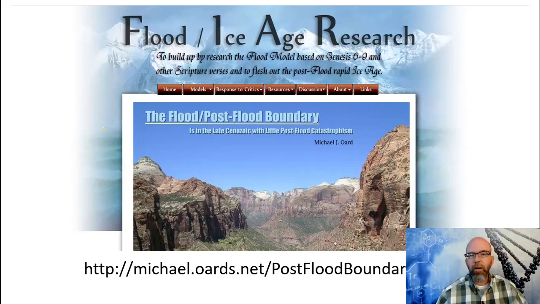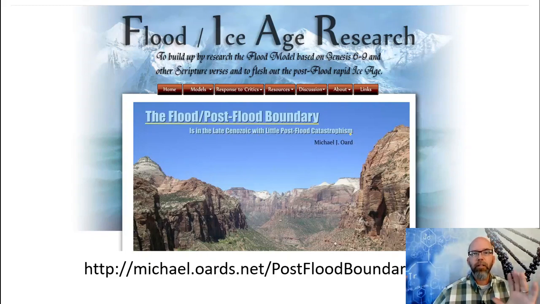And they write one paper after another trying to figure out how to identify this post-flood boundary, and yet they can't seem to figure it out, although each one of them seems to be confident that they have it. So, for example, Michael Oard, who is most closely associated maybe with ICR, but is kind of an independent creation scientist, he has this website, the flood post-flood boundary is in the late Cenozoic with very little post-flood catastrophism.